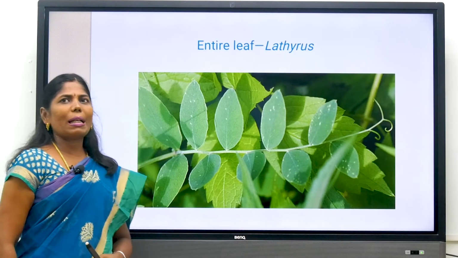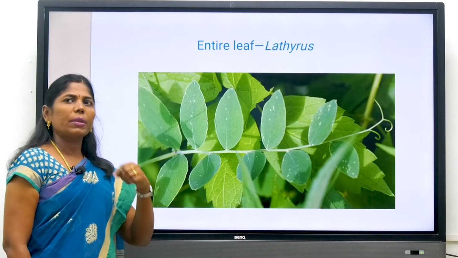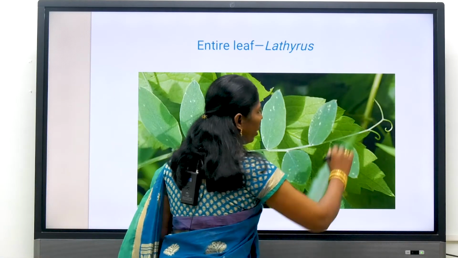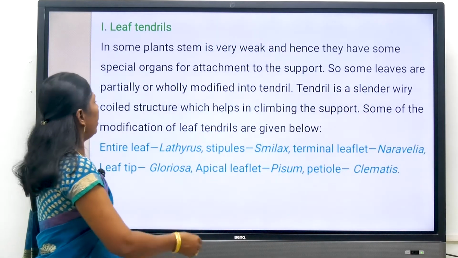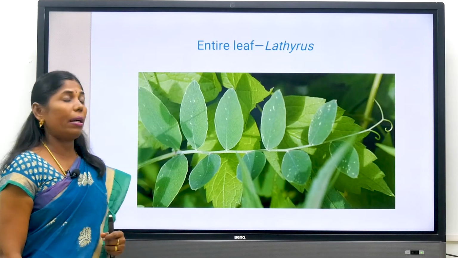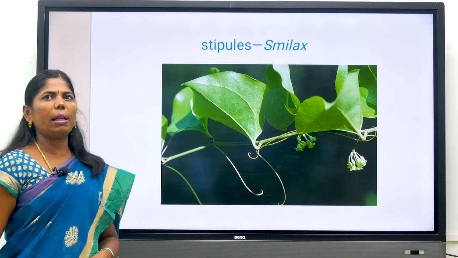So, the first one is a Lathyrus. Actually here the terminal leaflets are modified. In some of the species of Lathyrus, the entire leaves are modified into tendrils. Here the terminal leaflets alone are modified into tendril-like structures.